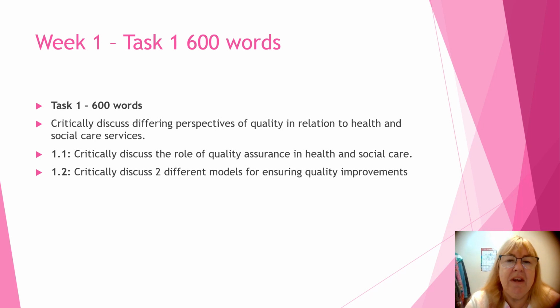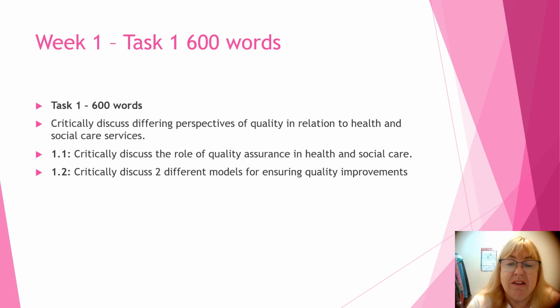Let's look at the criteria that we are going to be working to this week. We're going to be addressing task one and the two criteria from task one. 1.1, which is critically discuss the role of quality assurance in health and social care. Right, so what do we do in quality assurance, but focused on health and social care? So don't bring me in stuff about general quality assurance in business, in education, anything like that. We want to try to focus it on health and social care. So if you do any examples, make sure they're health examples, okay?